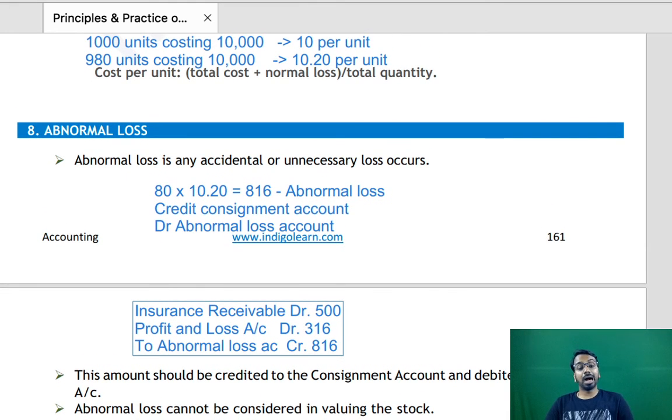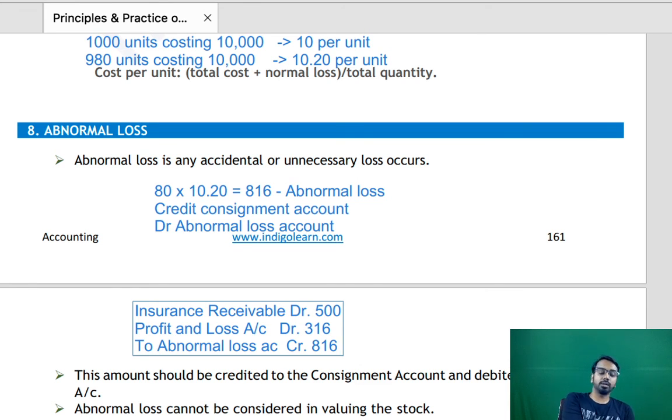Now, how do we value goods which are lost in transit? What do we do with the goods which are lost in transit? For valuing inventory, you have to split the cost into two parts. If goods are lost in transit, that means the consignee's expenses are not yet incurred, because the consignor has sent the goods, they are still in transit, and the goods are lost.